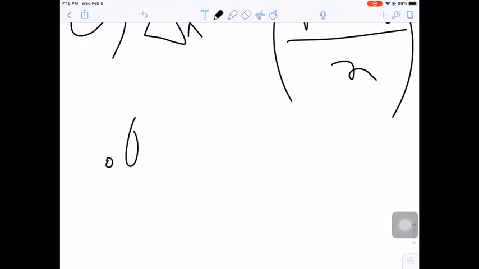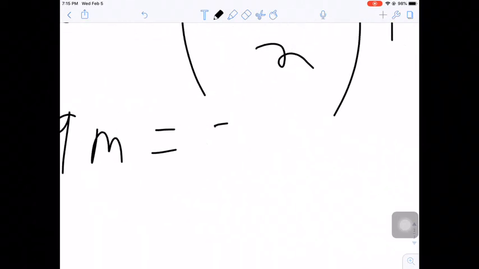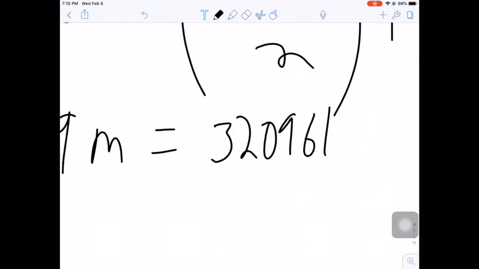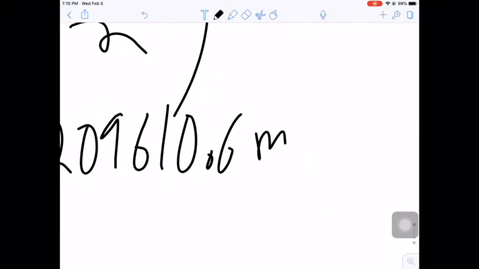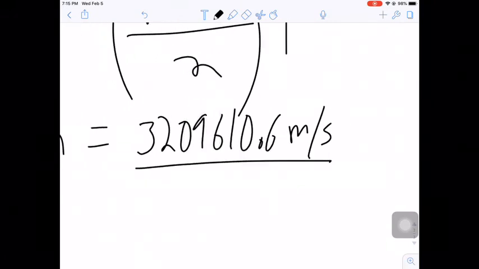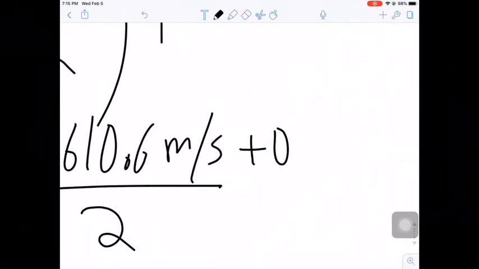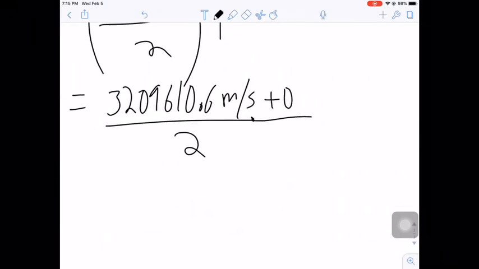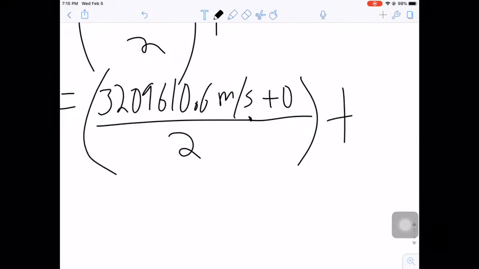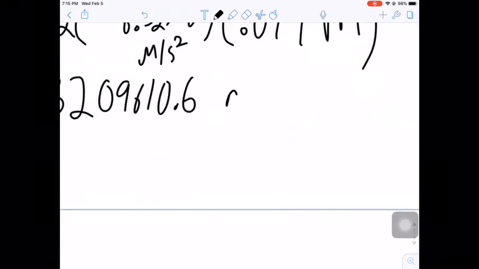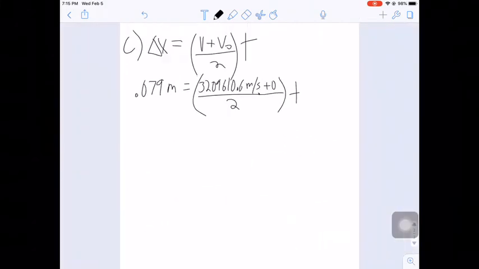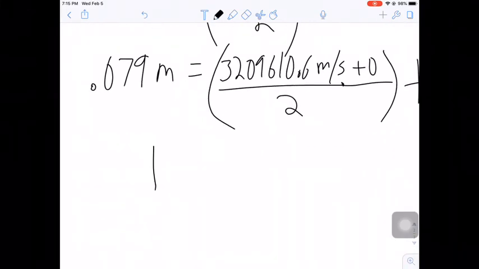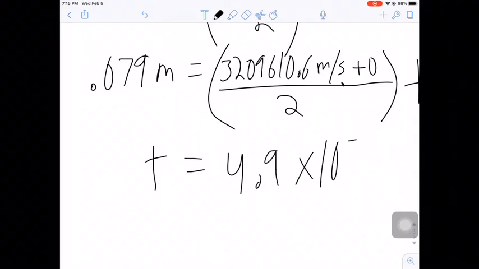So plugging in for everything, we get 0.079 meters is equal to 3209610.6 meters per second over 2, and then that's plus 0 because final velocity was 0. Final velocity 0, comes to rest. And we solve for time. Up here, sorry, forgot the units up here, meters per second. And then we get that the final answer is 4.9 times 10 to the negative 8th.